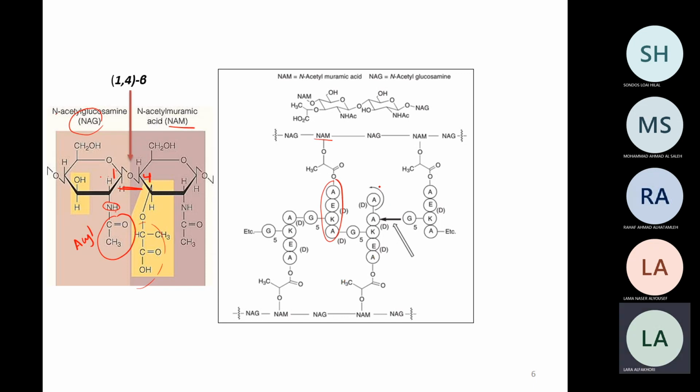طبعا before the cross-linking, this peptide chain is composed of 5 amino acids اللي هم alanine, glutamic acid, K stands for what? Lysine, alanine, and alanine. 5 amino acids, okay? هلا following the cross-linking, this terminal alanine is eliminated.